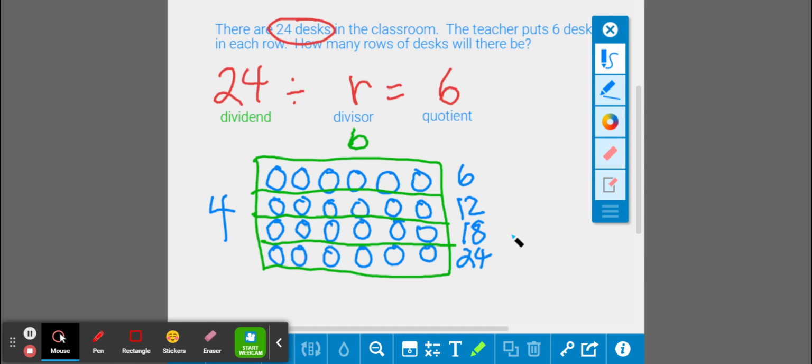So the answer to this division problem with a missing divisor is R equals 4. So that's how a third grader would use an array to solve a missing divisor or any other missing part of a division problem to answer the question using this array.